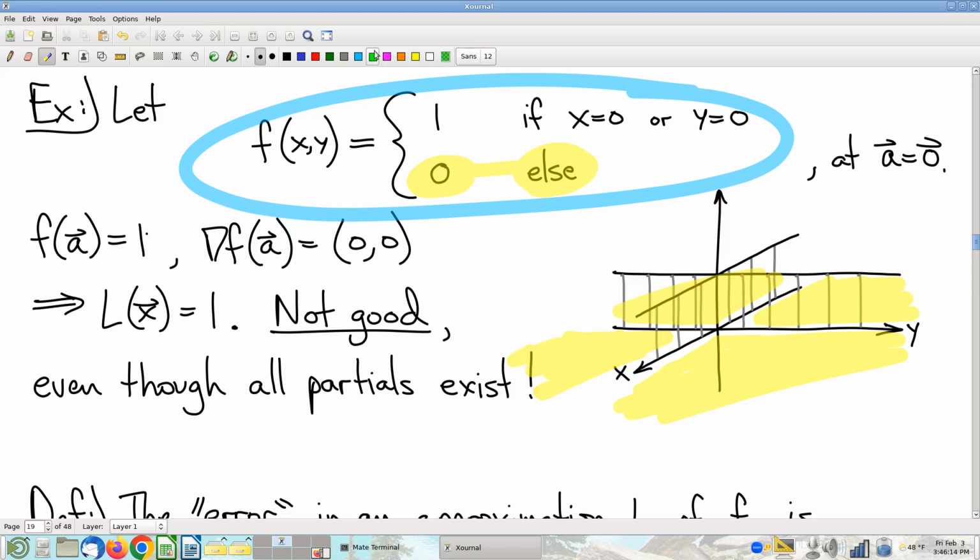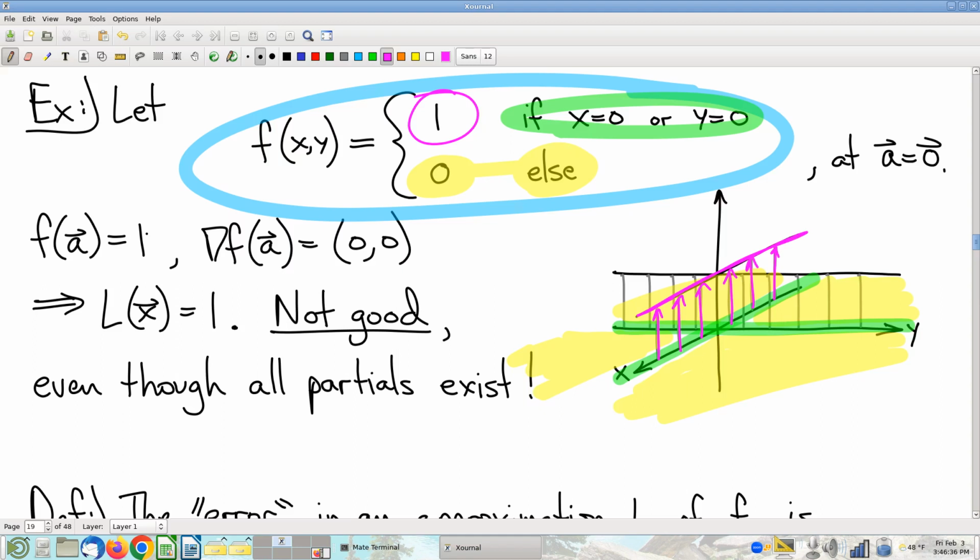But now notice if we're on either axis, if either x or y is 0, then the value of the function is 1, which means that the graph for those points is way up here.